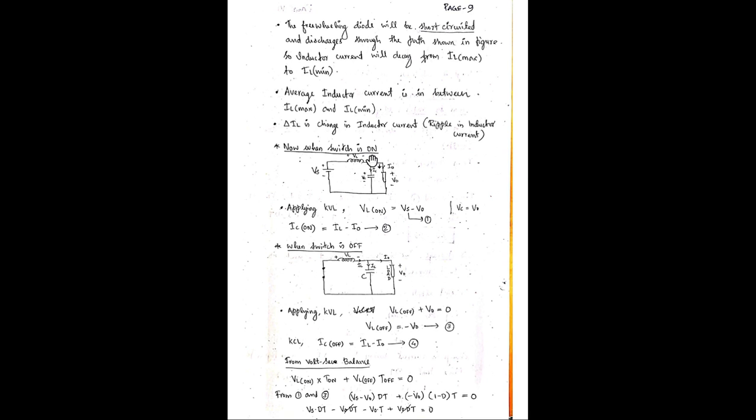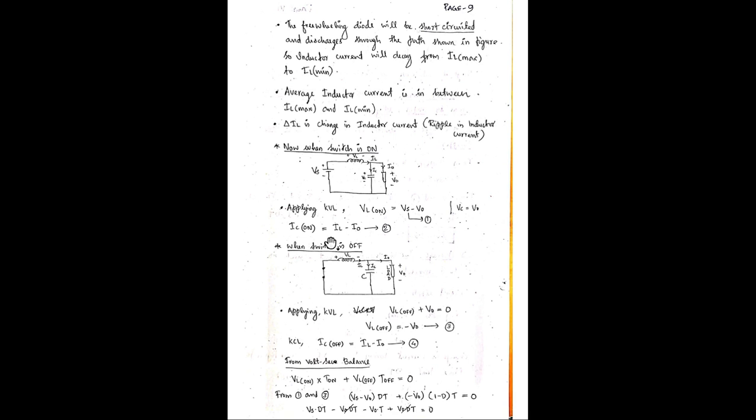And now when the switch is on, this is the equivalent circuit. Here when we are applying KVL, VL on can be written as Vs minus V0. Also Vc will be the same as V0 because both are in parallel, so the voltage across these two will be equal, Vc equal to V0. So VL on is Vs minus V0. This is equation number 1.